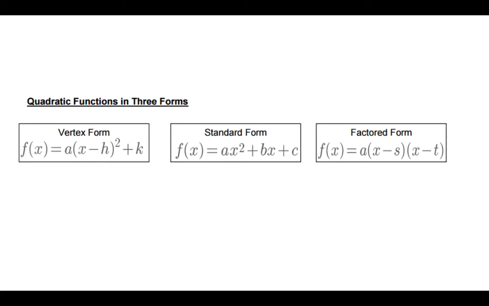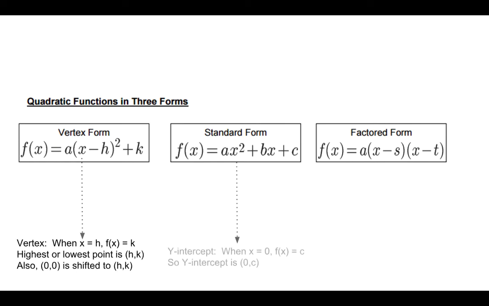The three forms are vertex form, standard form, and factored form. This is what they look like in general. It's probably helpful to look at specific numbers as well, because there are special cases. With vertex form, you get the vertex from it. When x equals h, which is really the easiest number to sub in, we get k, and that's the vertex.